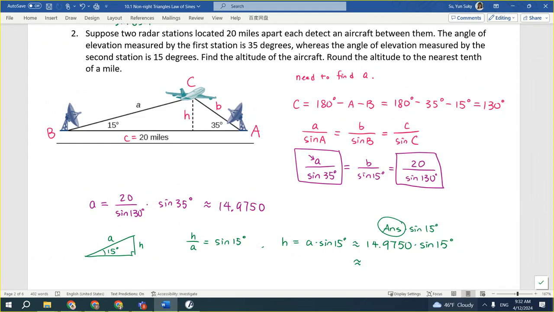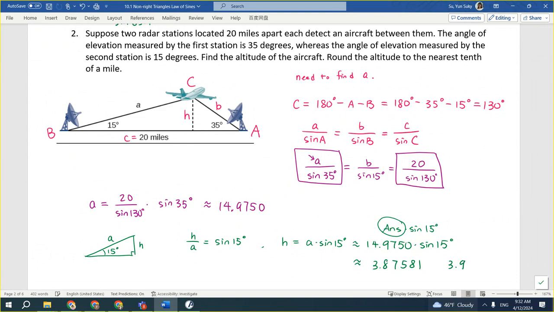So, what is your answer? 3.8758. Thank you. And let's see, round the altitude to the nearest tenth of a mile. So then it's about what?